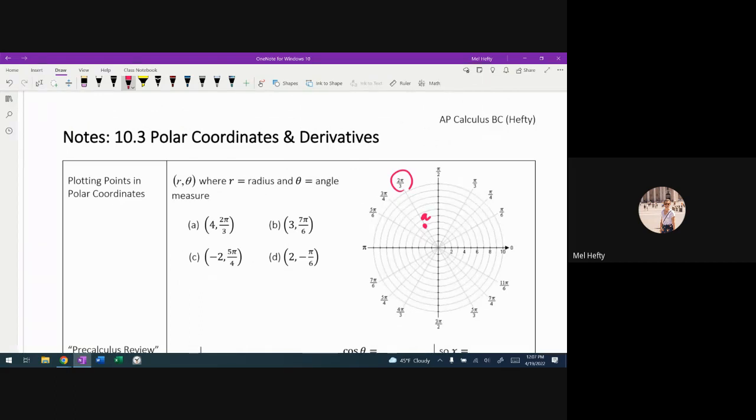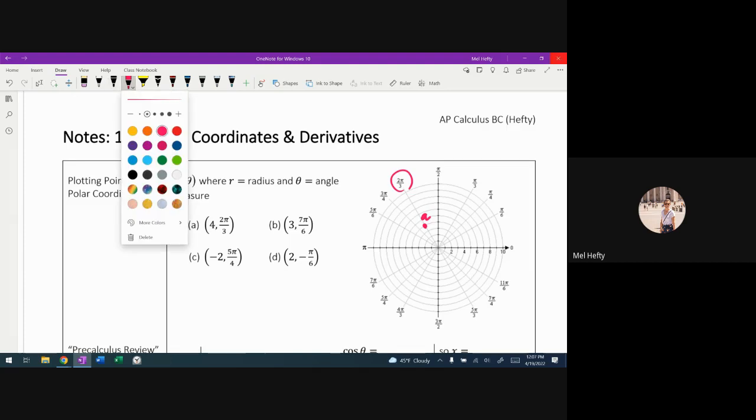Very exciting. You may ask, why would I ever do that? Good question. You can make a lot of really cool graphs this way. We're going to investigate some of those graphs next time when we start integrating in polar, but you can get a lot cooler graphs. I will show you some on our break.